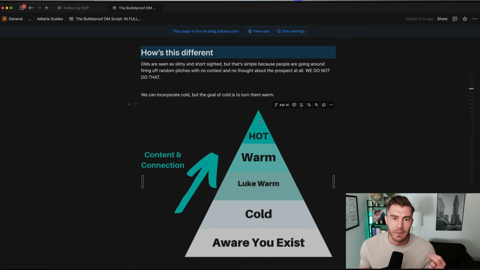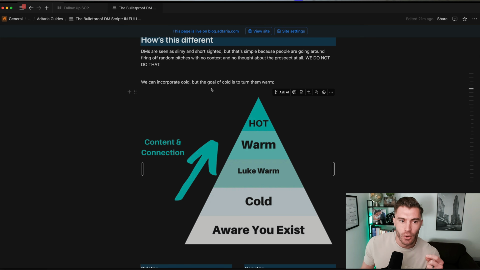So, firstly, how is this different, right? DMs are seen as slimy and short-sighted. And that's something that we kind of can't avoid, right? It just happens because people are firing off these random pitches. We don't want to be doing the random pitches. My goal is never to take someone from cold to sold like in an instant. Although that can happen and it has happened a lot, the goal is to turn them from cold into lukewarm or a little bit warm, right? Or less cold, right? You put a little sweater on them or something like that.